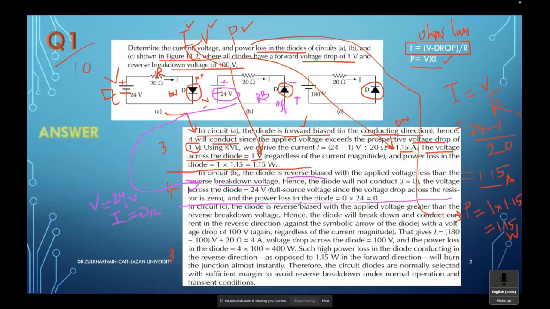So apply the law once again. Power: multiply 0 with 24, so this will become 0 watts. So in the second case, the current is 0 amperes, power is 0 watts, and voltage is what we have supplied itself. So this is the case of circuit B. I hope you have understood.